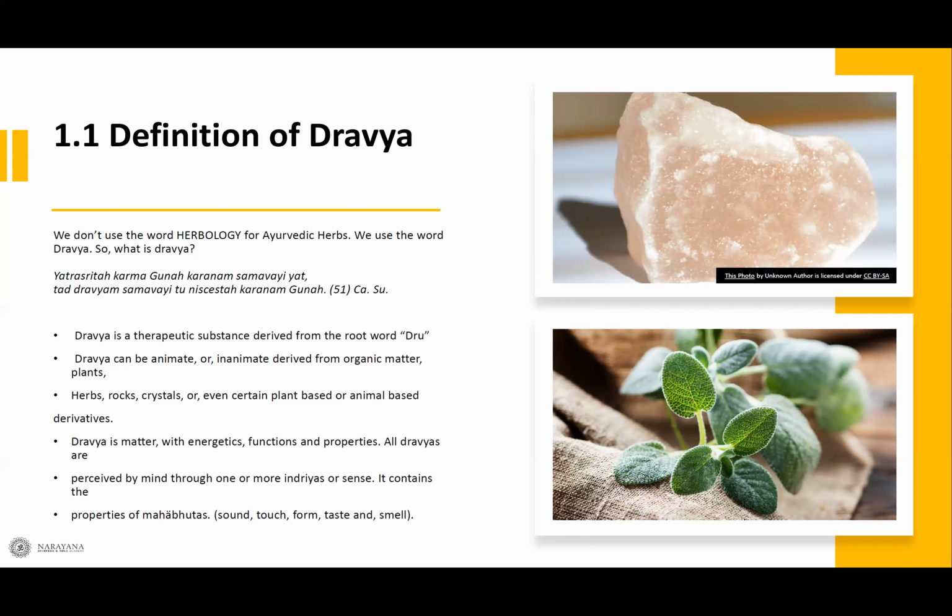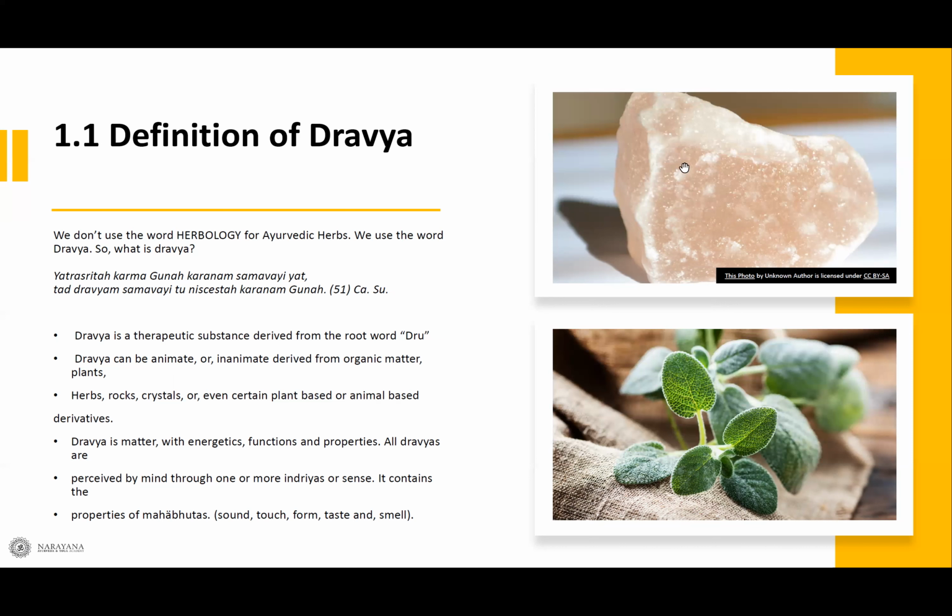How would that be a dravya? Anybody? You could use it in a bath and you could use it in food. Balance vata, exactly. So dravya can be animate or inanimate, meaning it can also come from an animal. For example, we use leaves, we use feathers, and honey, for instance. Honey is basically the spit of the bee, the bee vomiting, right? But it's a dravya. So it can be animate or inanimate.